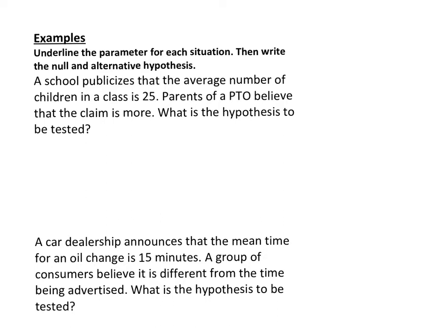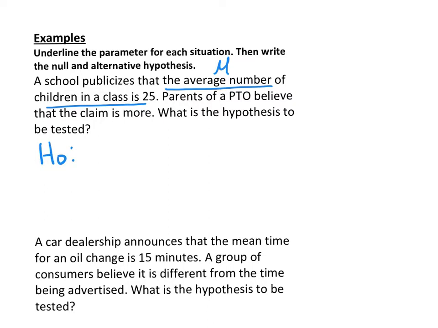And so if you look at this first problem, it says, a school publicizes that the average number of children in a class is 25. Parents of a PTO believe that the claim is more. What is the hypothesis to be tested? So the first thing I want to do is identify what parameter I am talking about. And here it's talking about the average number of children in a class. And so now we know that this is the parameter mu. When I go and write my hypothesis, I already have that mu defined as the average number of children in the class.